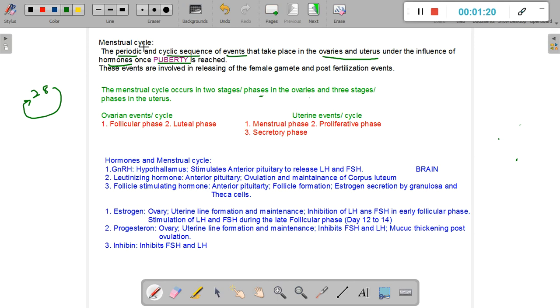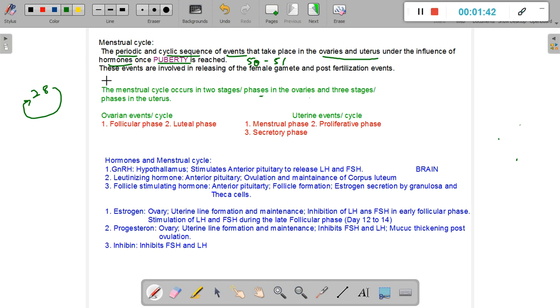Now, the menstrual cycle is not a lifelong process. In females, the process of menstruation or menstrual cycle ceases somewhere around 50 to 51 years, and at that point we say that menopause has been achieved, or the female is under menopause now.